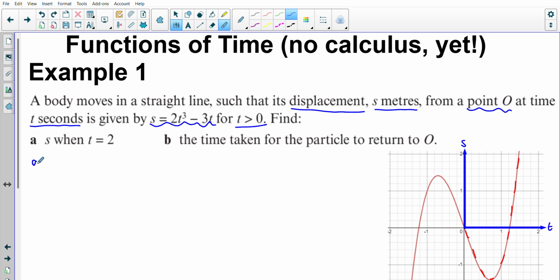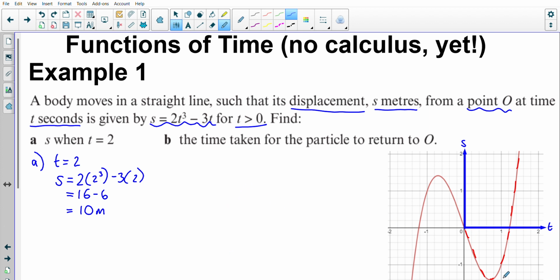So all I'm doing for part A is just a substitution. So when t is 2, s is going to be that. So I'll get 16 minus 6, which is 10, and I'll put meters there. So the displacement is 10 meters when time is 2.